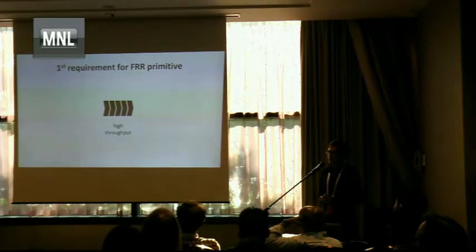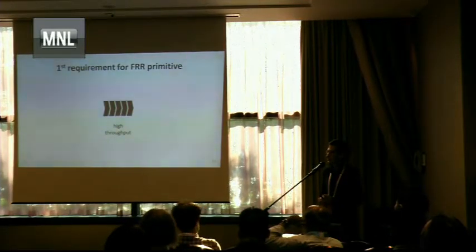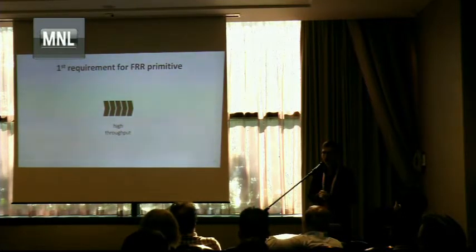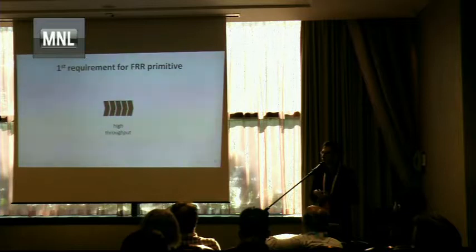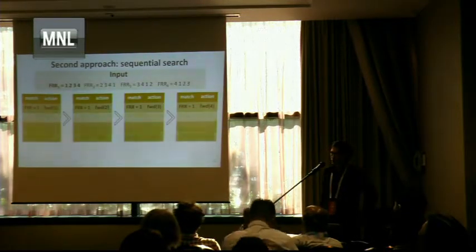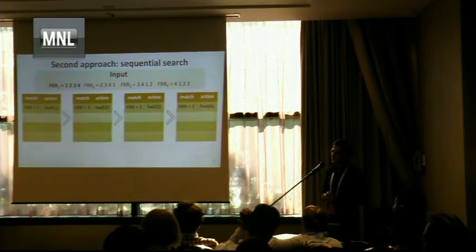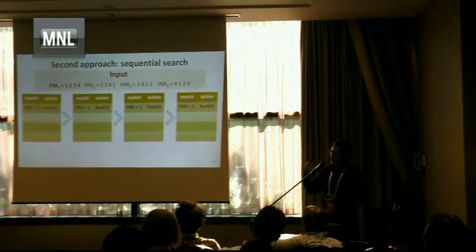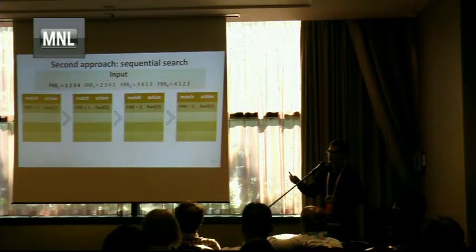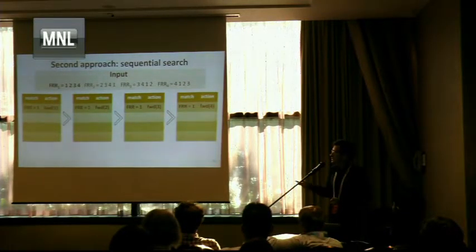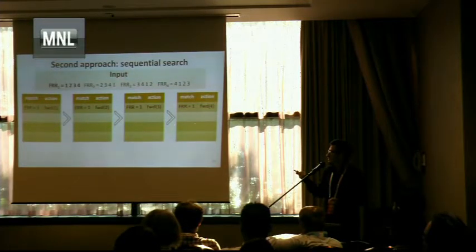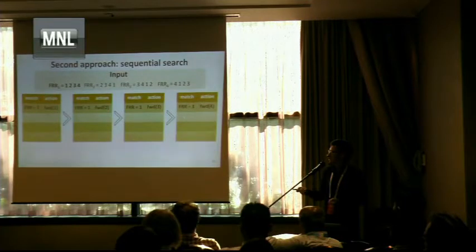So the first requirement for a faster route primitive is that we want to support high throughput, which means we don't want a throughput reduction unless there is not enough bandwidth on the outgoing ports. So an orthogonal approach to implement faster routing in P4 would be to iteratively check over multiple stages which is the first active port. So here we basically check over multiple stages the status of the different ports.